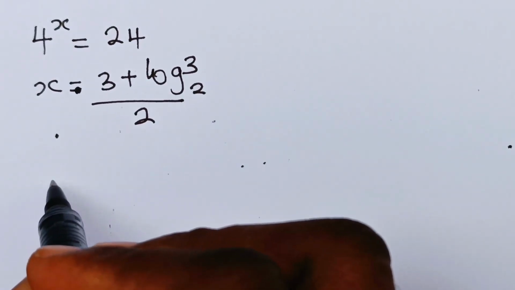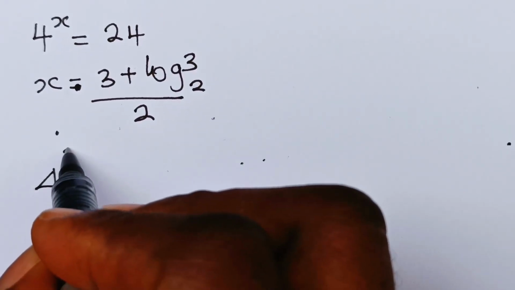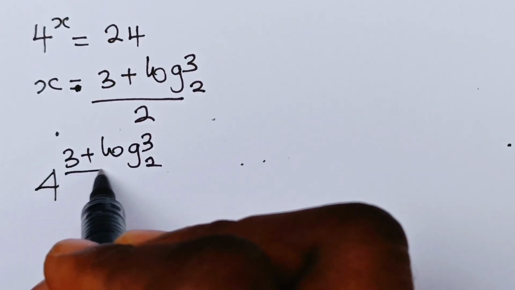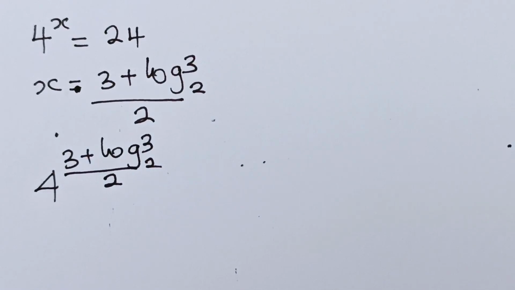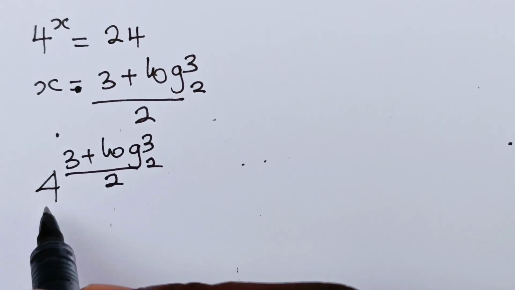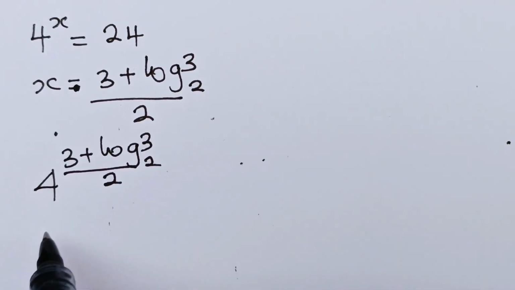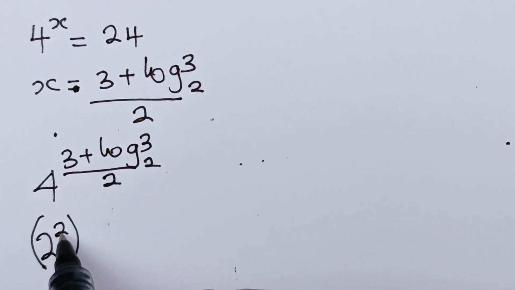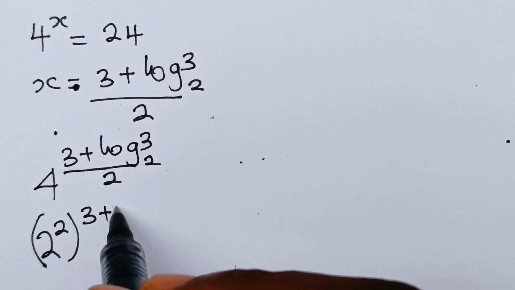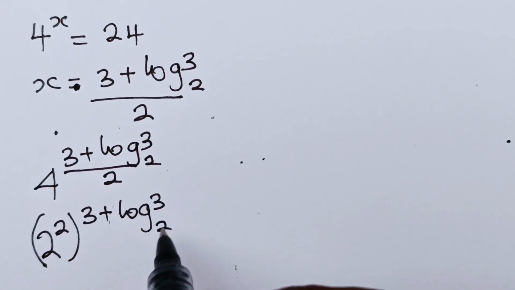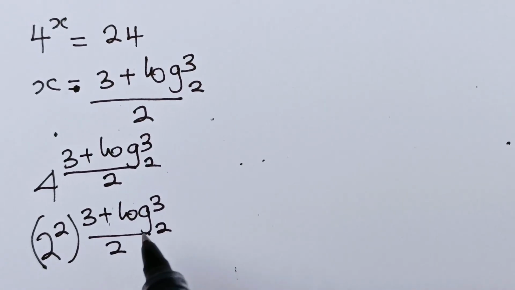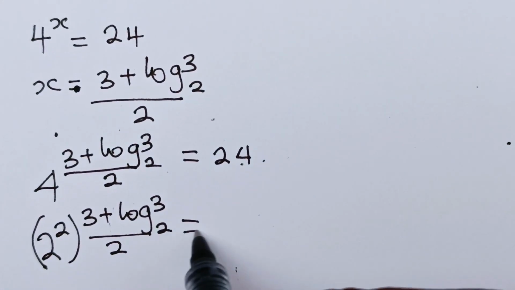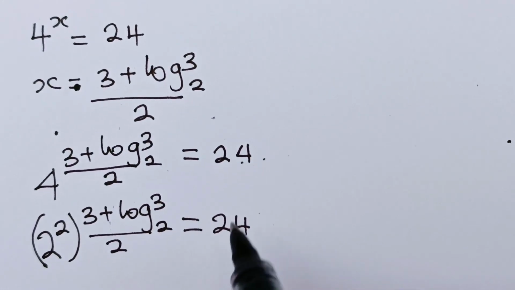So we are going to write this as 4 to the power of 3 plus log 3 base 2, everything divided by 2. Now we can express 4 as 2 to the power of 2. So 2 to the power of 2, raised to the power of 3 plus log 3 base 2, everything divided by 2, is equal to 24.